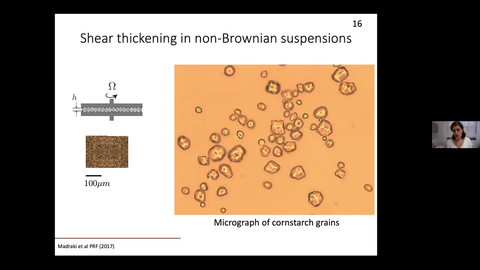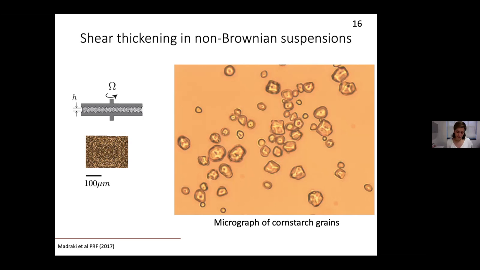And today I'm just going to show some of our results about how the rheology of suspensions of particles in a shear thickening material can be scaled with the scaling laws. So in this picture, you are looking at the micrograph of cornstarch grains. So this is the oobleck, and I'm sure many people have experimented with that.